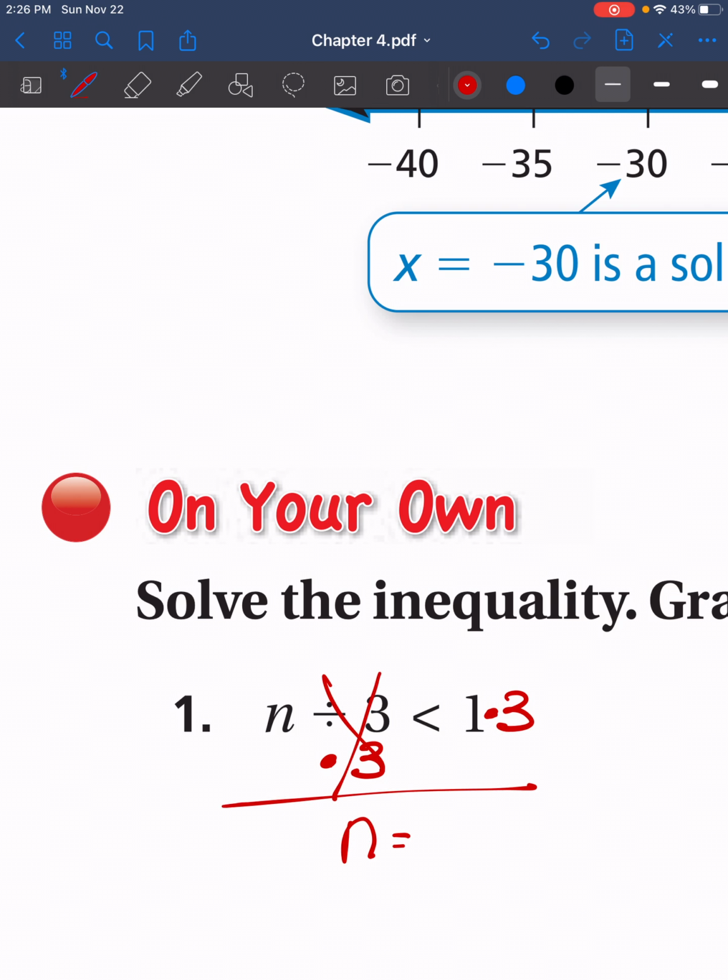Oops, I already made a mistake. It's not n equals, it's n is less than. 1 times 3 is 3. Now graph it. Go to 3, open circle, n is smaller, so anything that way.